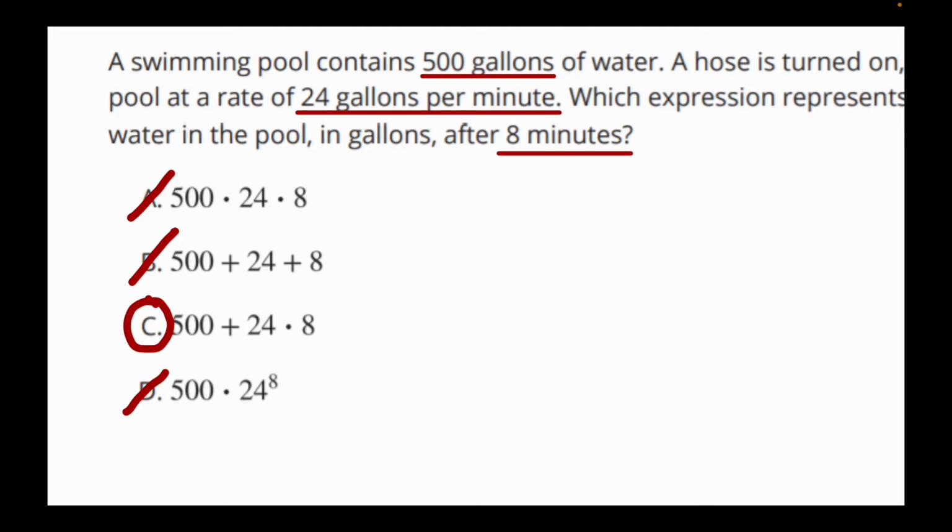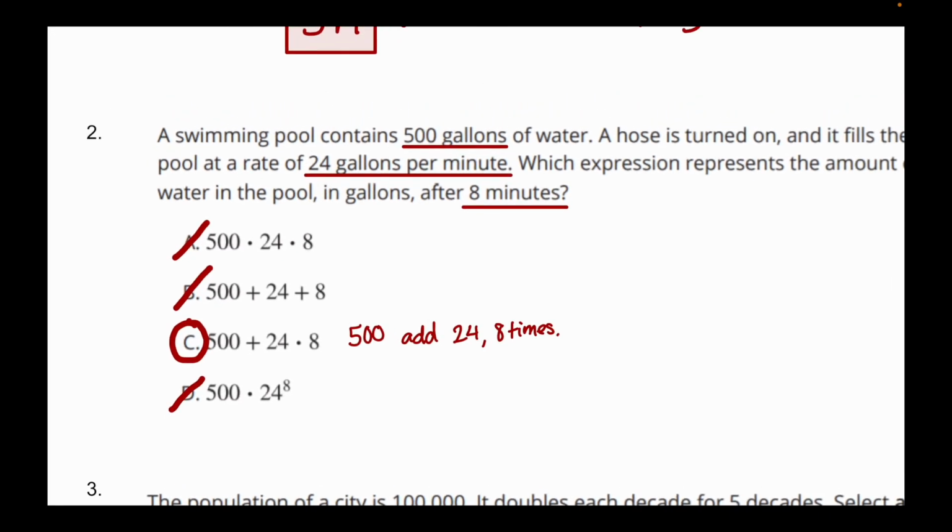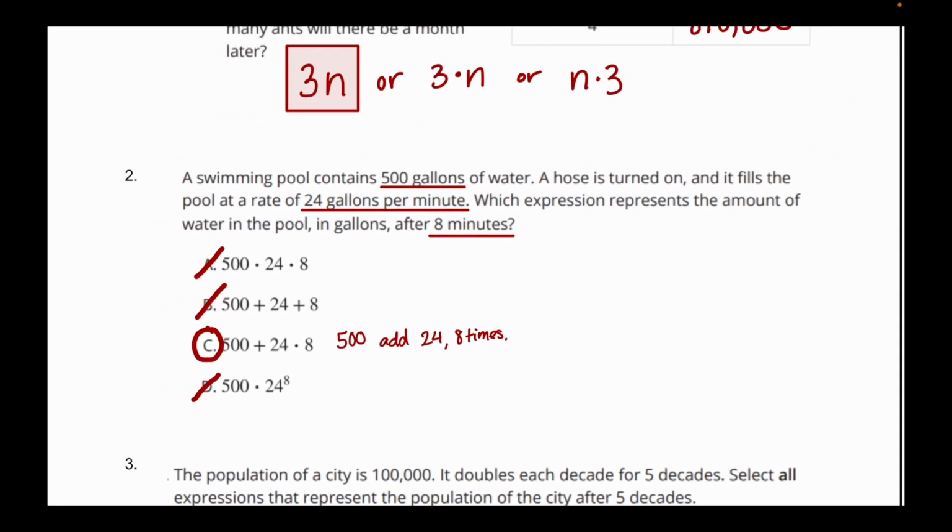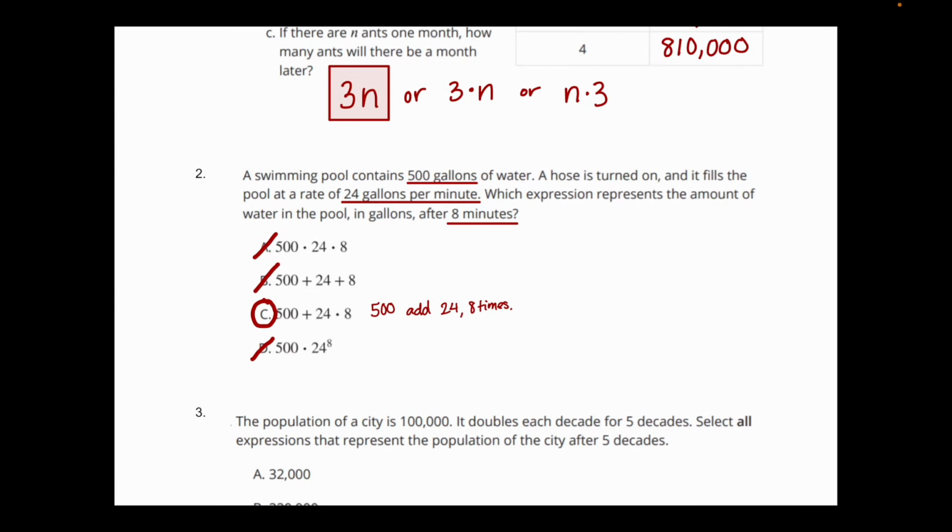Choice C says I am going to add 24 to this 8 times. I'll write it out: 500, and then add 24 8 times. That is what it's showing. It's saying we're adding 24 gallons, and that is going to happen 8 different times, at our 8 different minutes. So we're going to choose choice C.